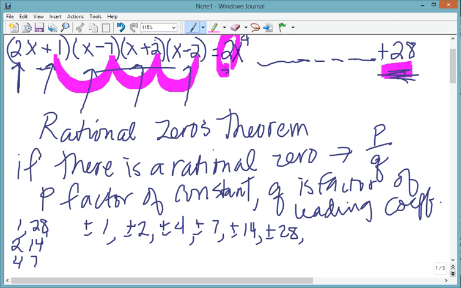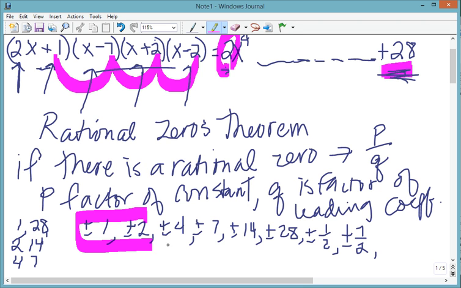And then we want to list them over 2. So plus or minus 1/2, plus or minus 2 over 2, but that would just be 1, so we don't want to repeat that. And 4 over 2, but that would just be 2. And we got plus or minus 7 over 2. And 14 over 2 would be 7, and 28 over 2 would be 14. So that's it.